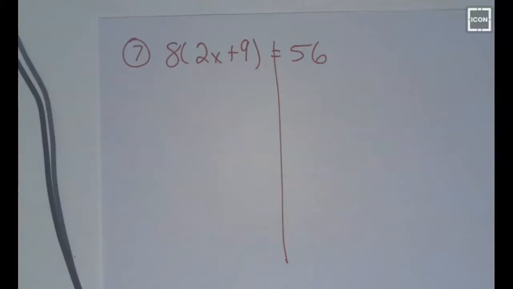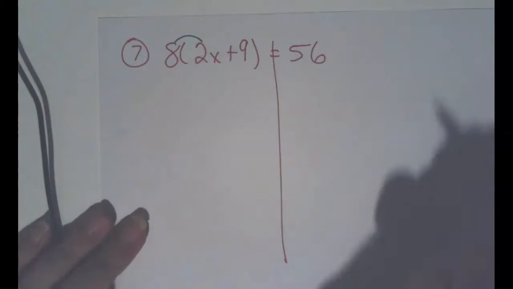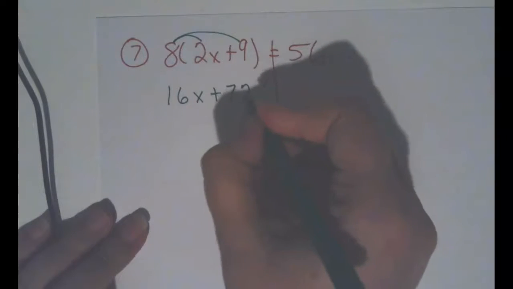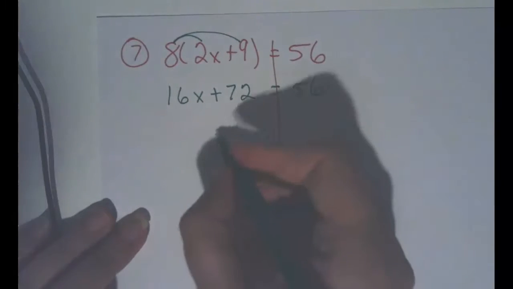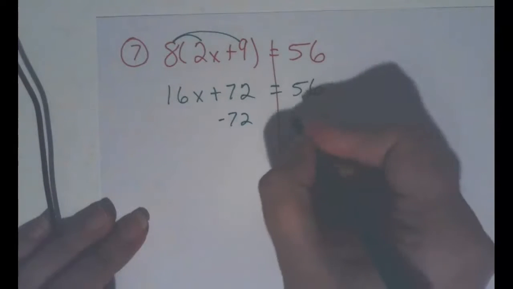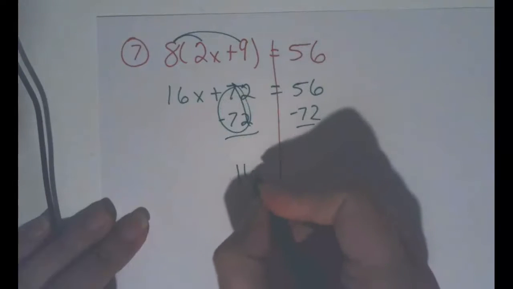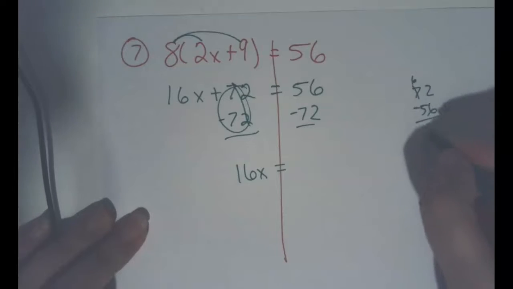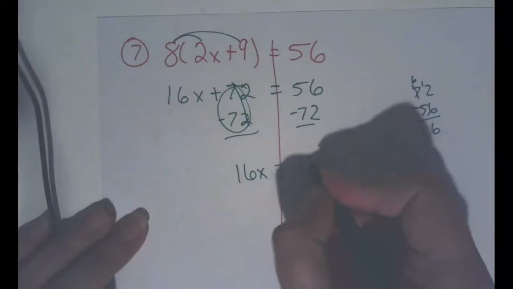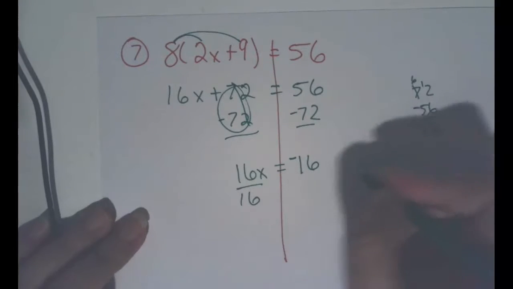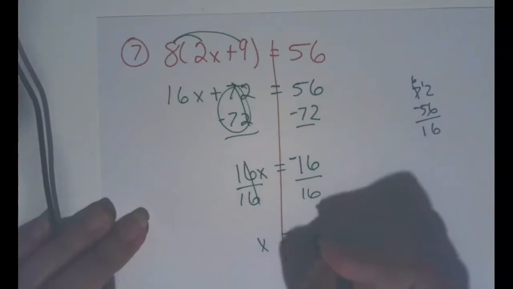One more to go. The last question on this section for the problem set. And we've got 8 times 2x is 16x. 8 times 9 is 72. And there's only variables on one side, so that means I just need to move my constant to the other side. So 16x equals, let's see what 72 minus 56 is. And that is 16. And that would be negative because I had more negatives than positives. So x is negative 1.